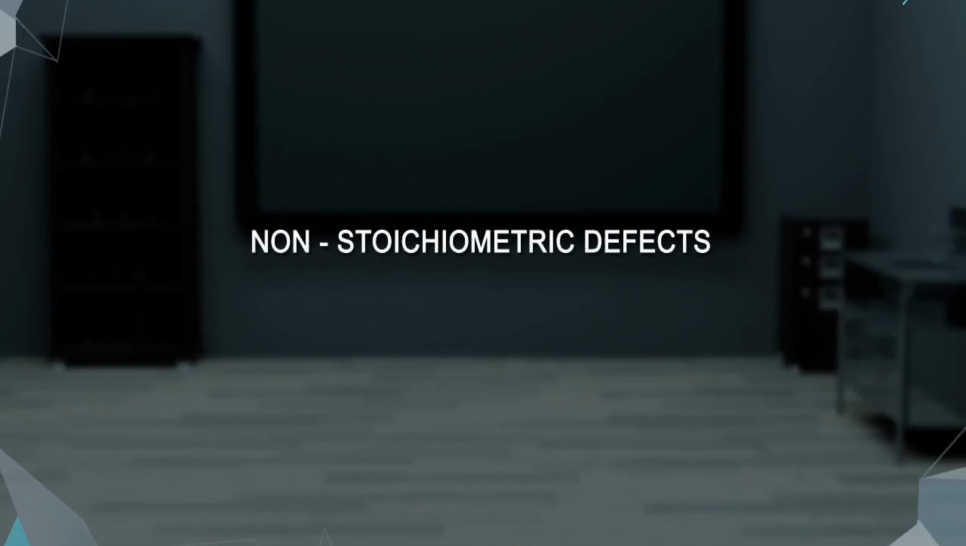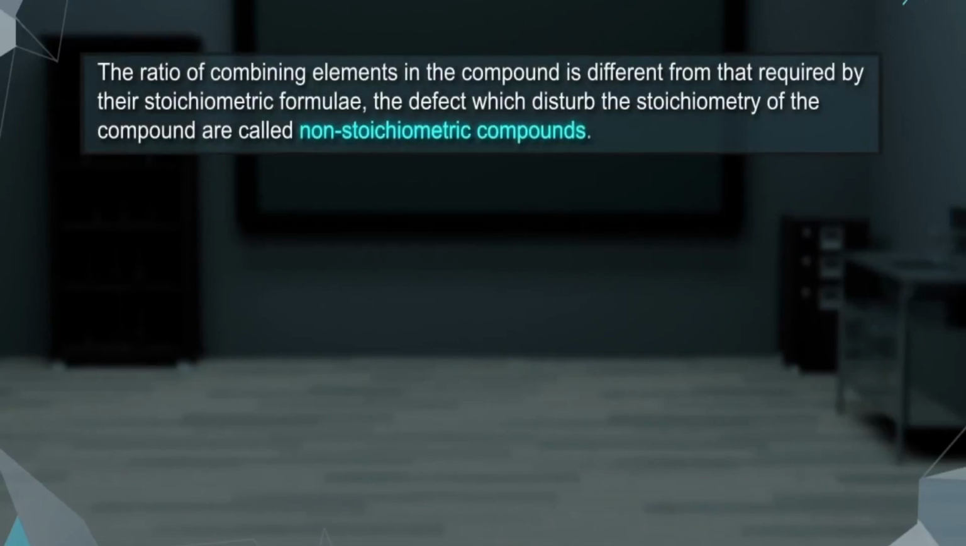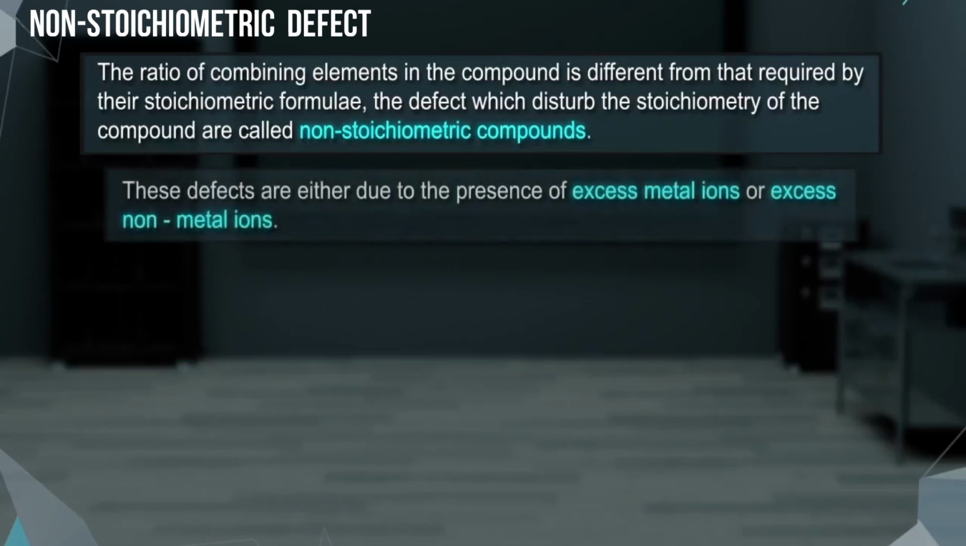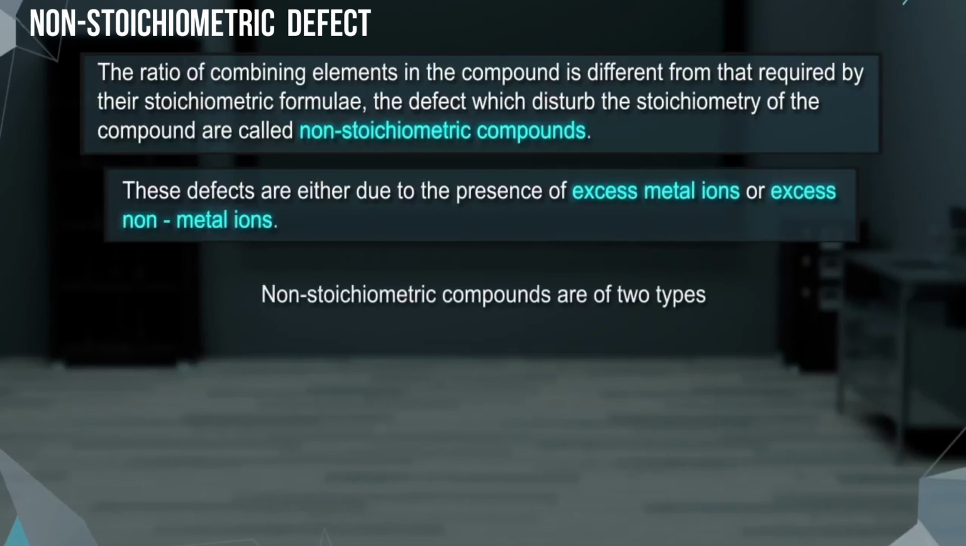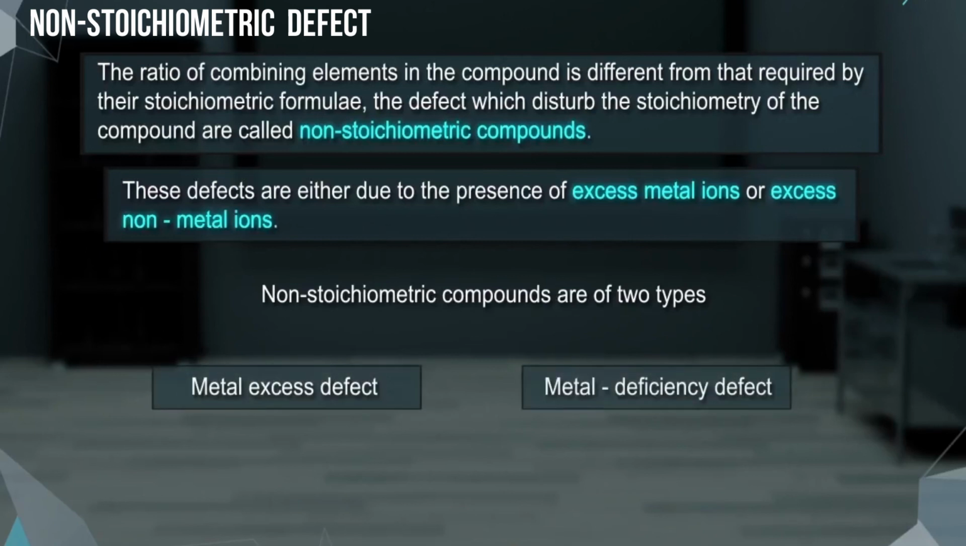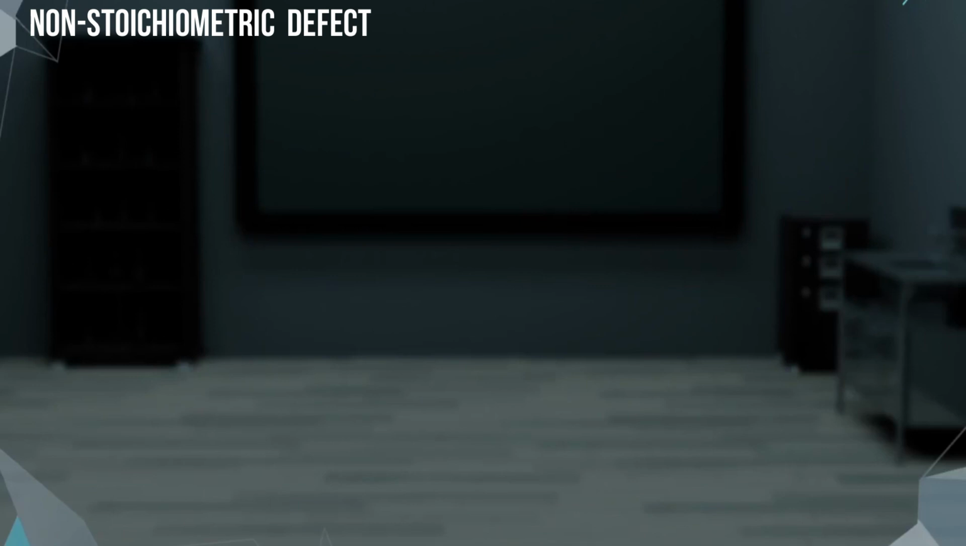Non-stoichiometric defect. The ratio of combining elements in the compound is different from that required by their stoichiometric formula. The defects which disturb the stoichiometry of the compound are called non-stoichiometric defects. These defects are either due to the presence of excess metal ion or excess non-metal ions. Now, non-stoichiometric defects can be categorized into two types: metal excess defect and metal deficiency defect.